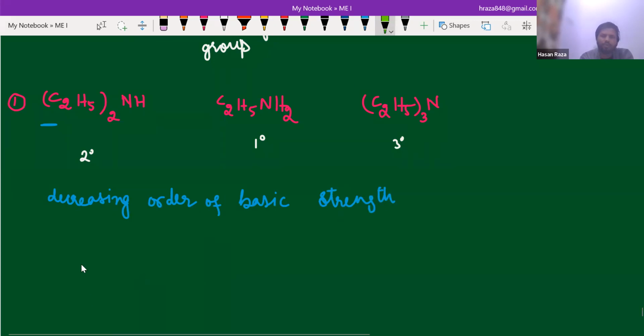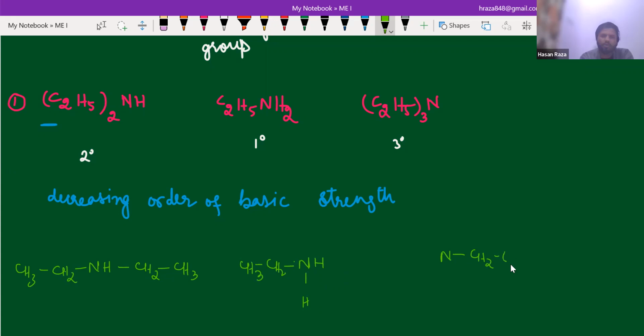Basically, if you are going to write the structure like this, C2H5 means CH2CH3 here and CH2CH3 here. And if you write the structure of this one, you will be writing N, hydrogen is there, as well as one hydrogen more, and then CH2CH3. And everyone knows that alkyl group has plus I effect.